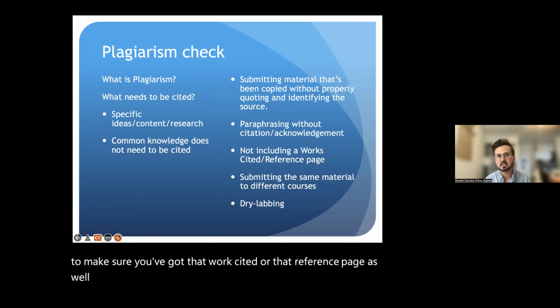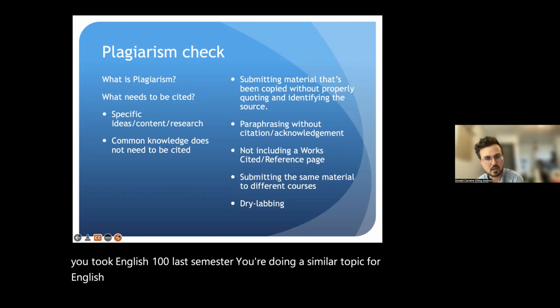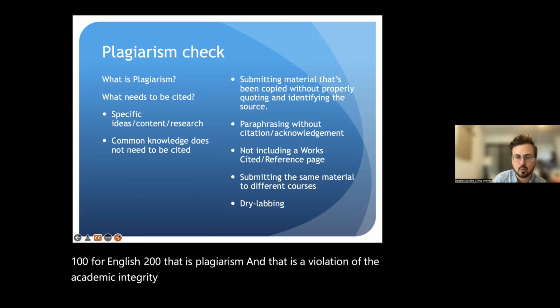Submitting the same material to different courses. Maybe you took English 100 last semester, and you're doing a similar topic for English 200 this semester. You cannot use that paper from English 100 for English 200. That is plagiarism, and that is a violation of the academic integrity that the university sets forward.